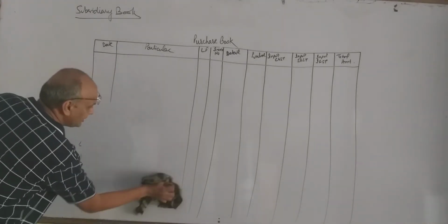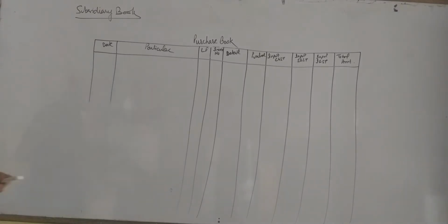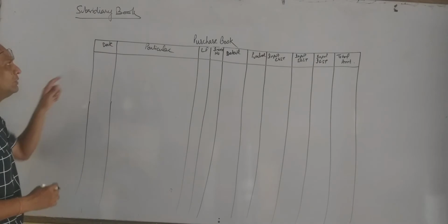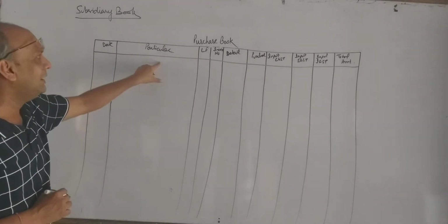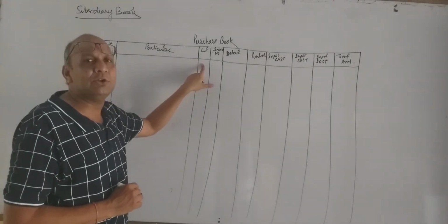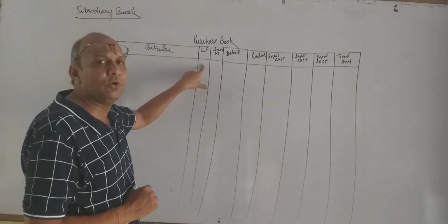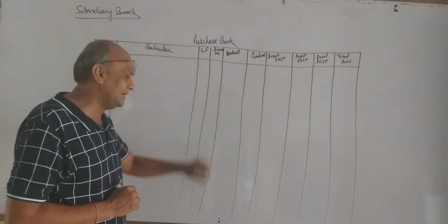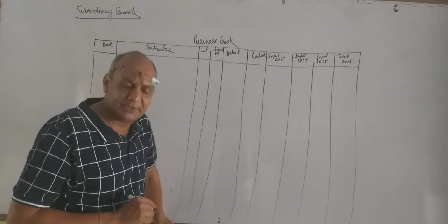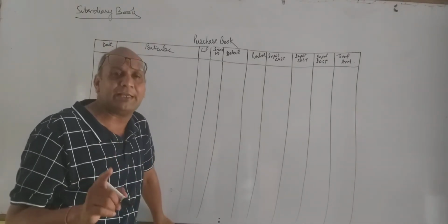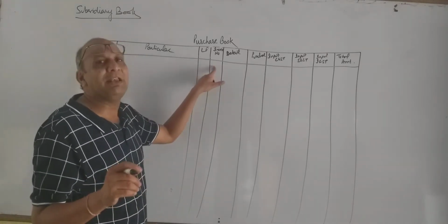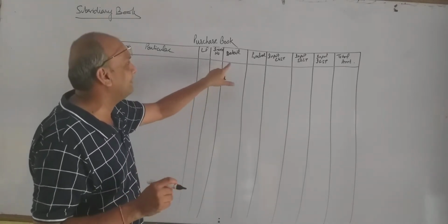Now another important thing over here is the format. This is the format of the subsidiary book, purchase book. Date, as you know very well, particulars, ledger folio. In my previous video I told the meaning of ledger folio. Invoice number. What is the meaning of invoice number? When we purchase goods either in cash or credit, the party gives me the bill. That invoice number is the bill number.